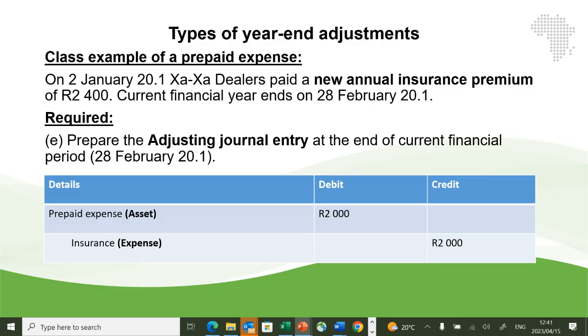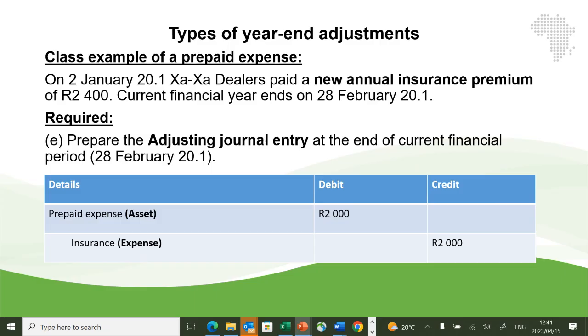Our prepaid expense, because we said a prepaid expense is an asset. And so it means when we are removing that 2,000 rand from insurance, this 2,000 rand is going to increase our asset, which is called prepaid expenses. And we know assets increase on which side? On the debit side. So that's why we're debiting prepaid expenses, which is an asset, by 2,000 rand. I hope that is clear.